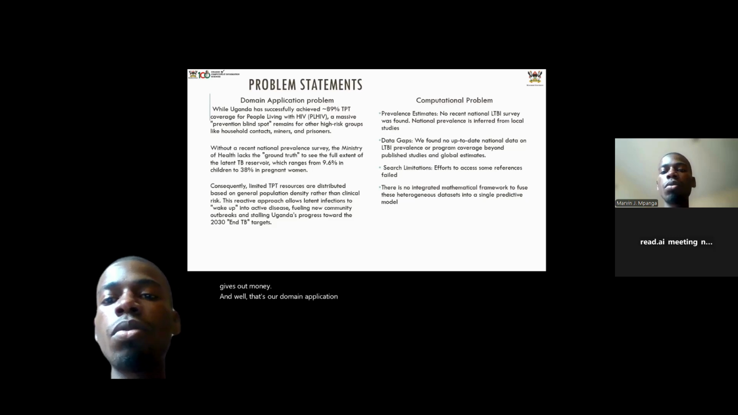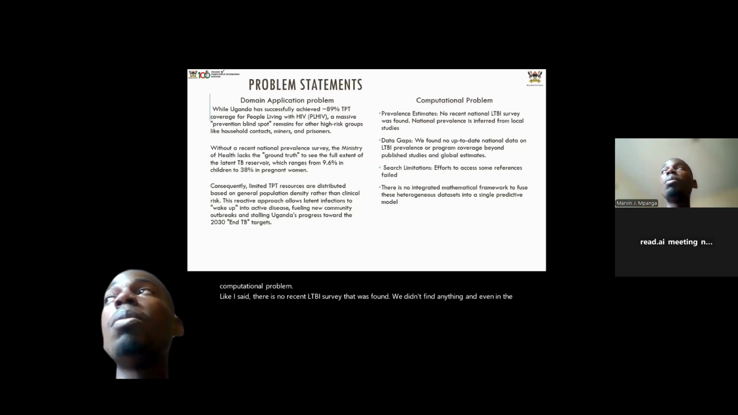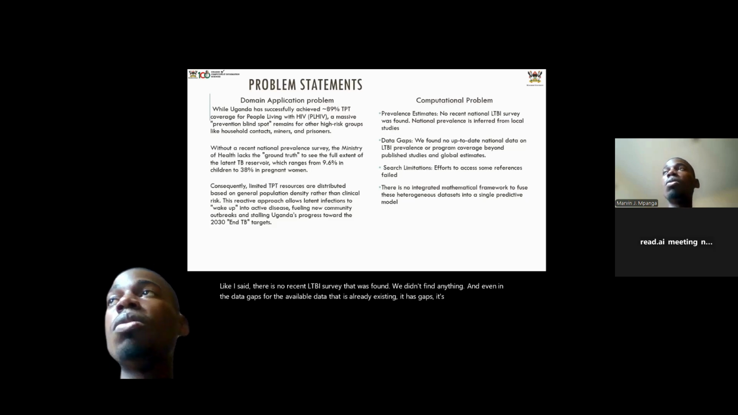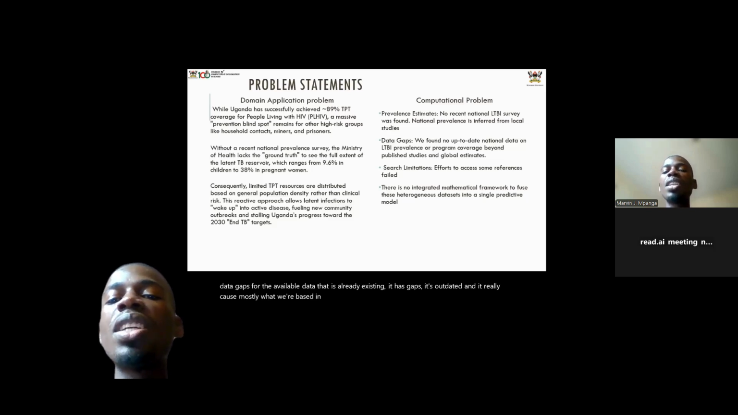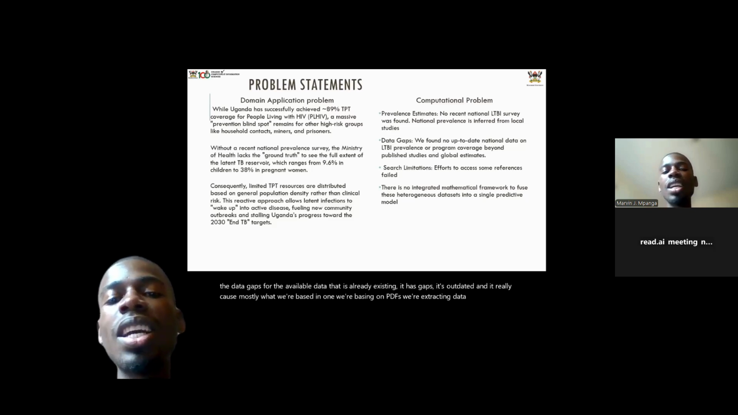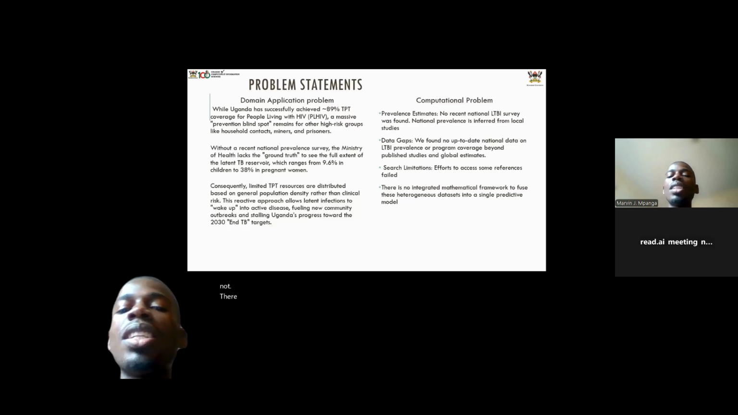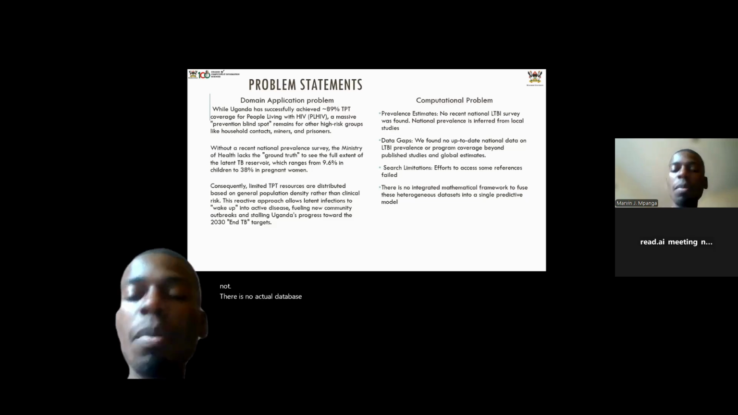When it comes to the computational problem, like I said, there is no recent LTBI survey that we found. We didn't find anything, and even the available data that already exists has gaps. It's outdated. We're basing on PDFs, extracting data from PDFs. There is no actual legit database that exists, so that is something we had to come up with.